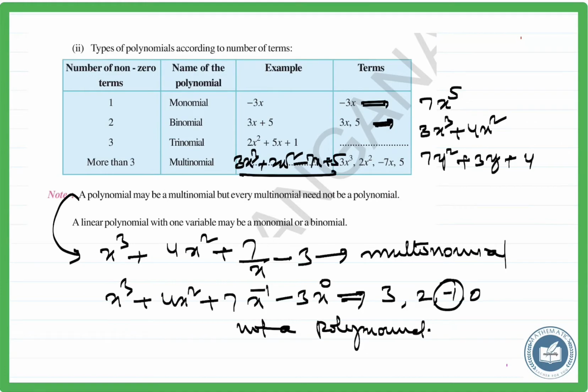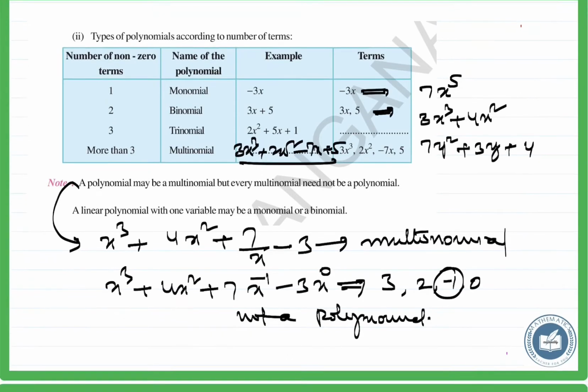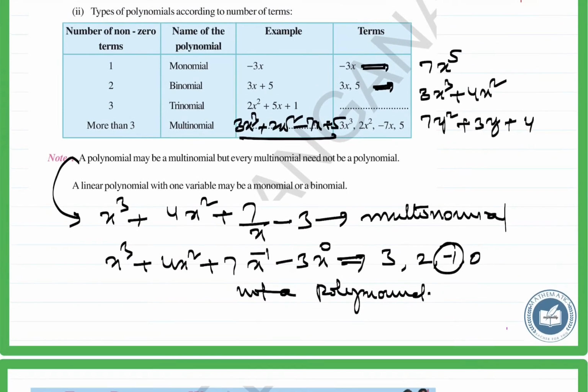Okay. Next, a linear polynomial with one variable may be a monomial or a binomial. Just now I explained that. Linear polynomial means here the degree is 1. Degree is 1 means you see the linear polynomial with one variable may be monomial, binomial.